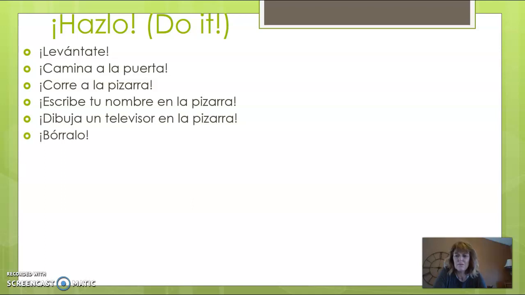Then I said, bórralo, porque es muy feo. El televisor es muy feo. Bórralo, erase it. Notice another thing that's going on with these commands. The very first one that I gave myself, levántate, bórralo. Notice what happens. The te and the lo, look where they are. And also look what happens when I add that pronoun to the end. Look what I also had to add. The accent mark. Let's keep going.